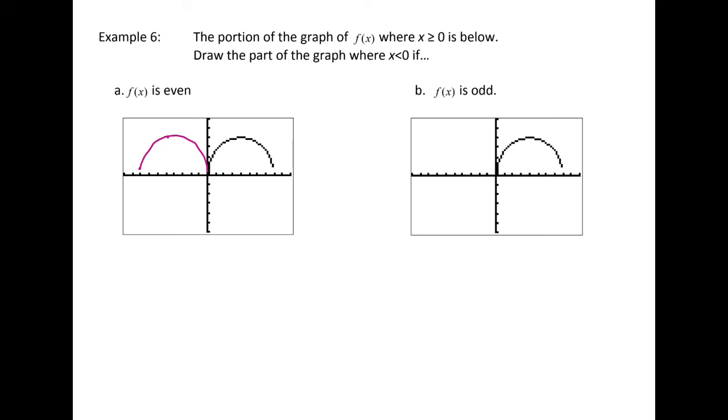Part B, if the function f is odd, then it should have rotational symmetry. That means if we rotate 180 degrees about the center of the circle, which is at the origin, we should have the same graph. This implies we should end at this point, with the minimum approximately at this point, and connect the pink dots using a semicircle. Now that's our odd function.